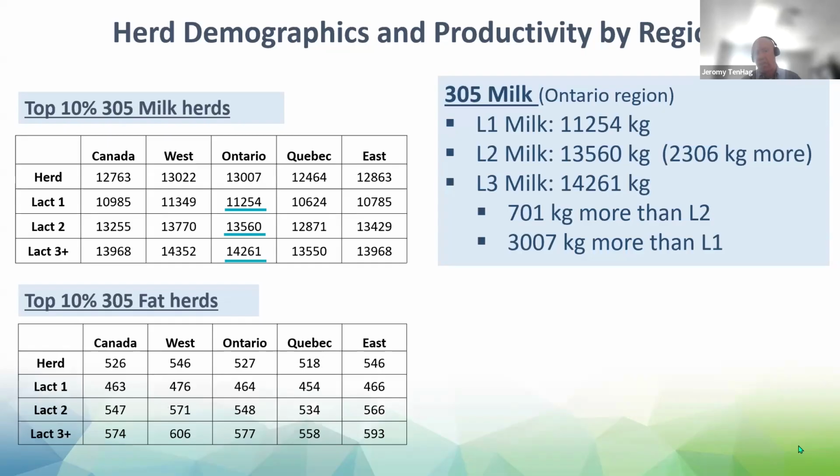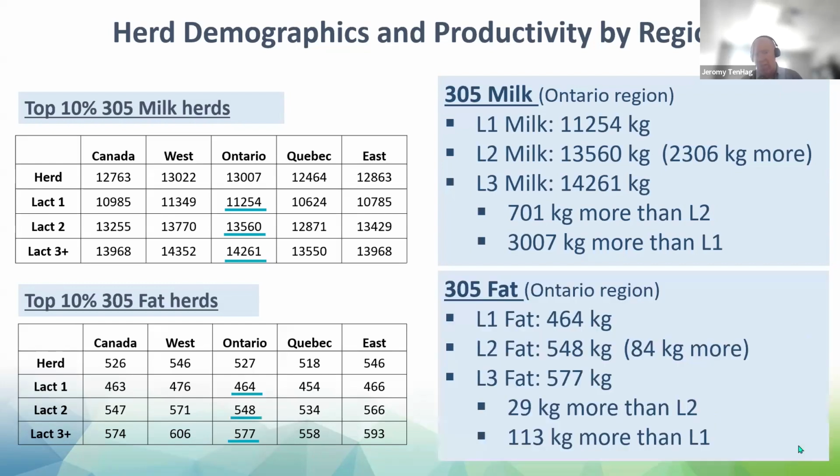And it's the exact same conversation if we look at 305 fat, right? In terms of the top 10% of herds by region ranked by 305 fat, if we focus on Ontario and just compare the parities, if we look at lactation 1, it's just over 460 kilos of 305 fat compared to lactation 2, where those animals have 84 kilos more. We top that up with another 29 kilos when we go from lactation 2 to lactation 3 plus.